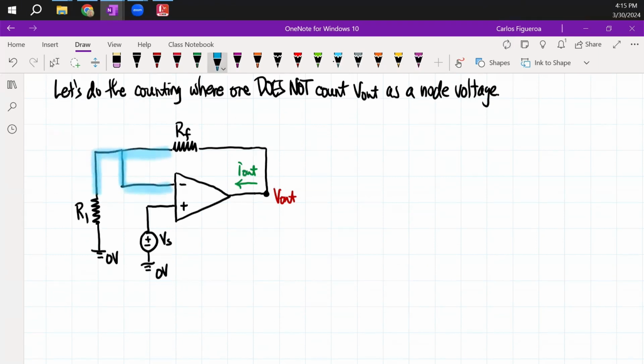I'm going to call this node V1. I'm going to call this node V2. And then this node over here is going to be my V out node. So let's start doing this now.